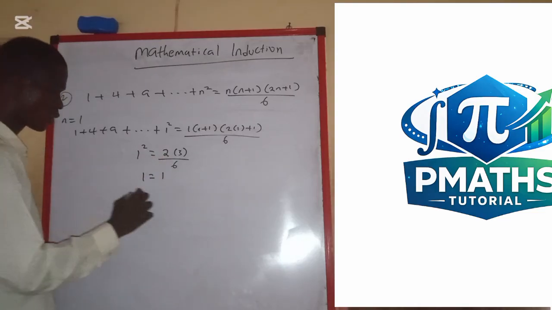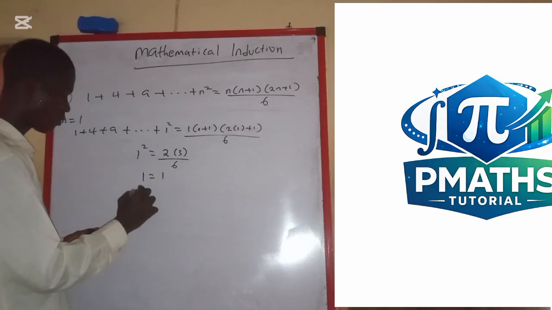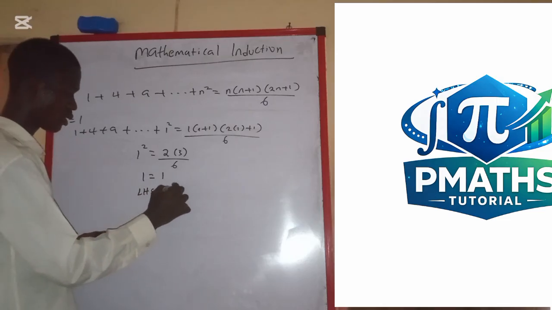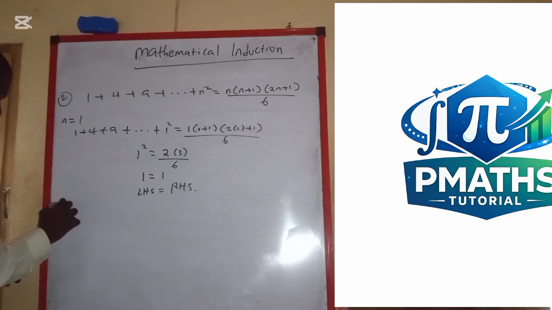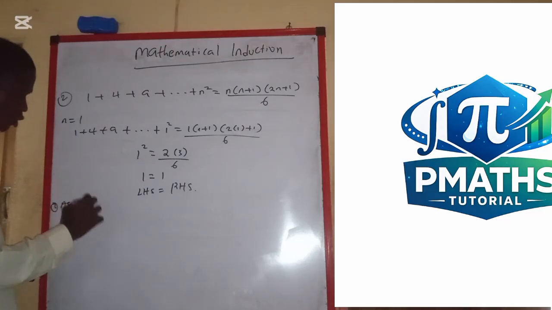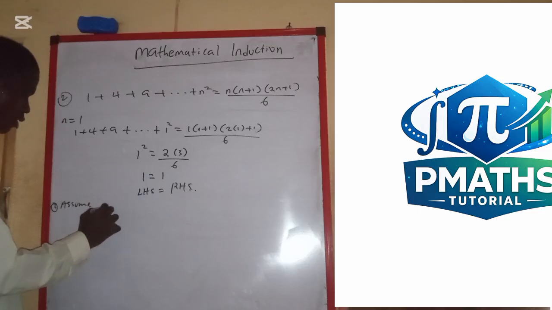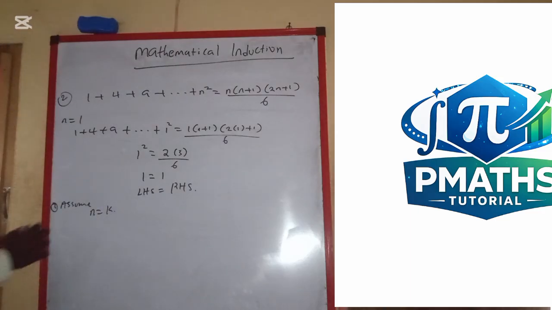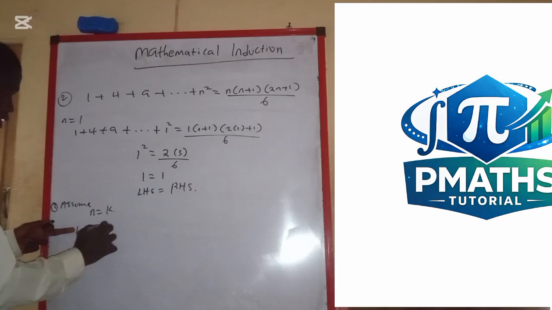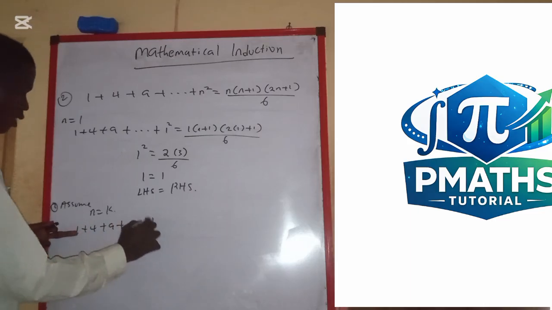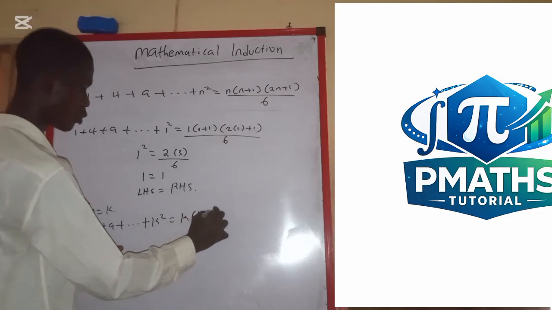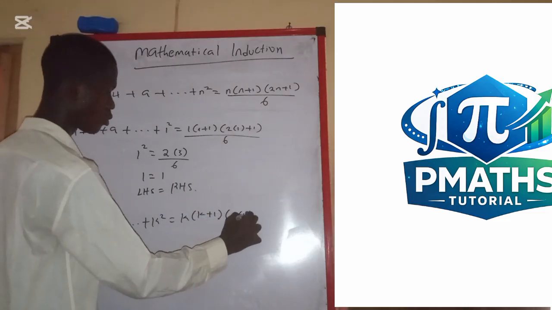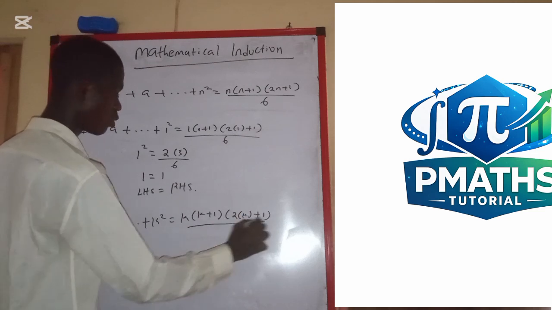So it is true for n equals 1 because the left hand side is equal to the right hand side. So the next step is to assume it is true for n equals k. That's 1 plus 4 plus 9 dot dot dot k squared is equal to k times (k plus 1) times (2k plus 1) over 6.